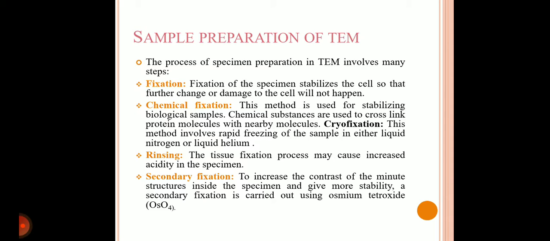Chemical fixation. This method is used for stabilizing biological samples. Chemical substances are used to cross-link protein molecules with nearby molecules. The most frequently used chemical in this method is glutaraldehyde. Cryofixation. This method involves rapid freezing of the sample in either liquid nitrogen or liquid helium. The water content in the sample thus gets transformed into a vitreous ice form.